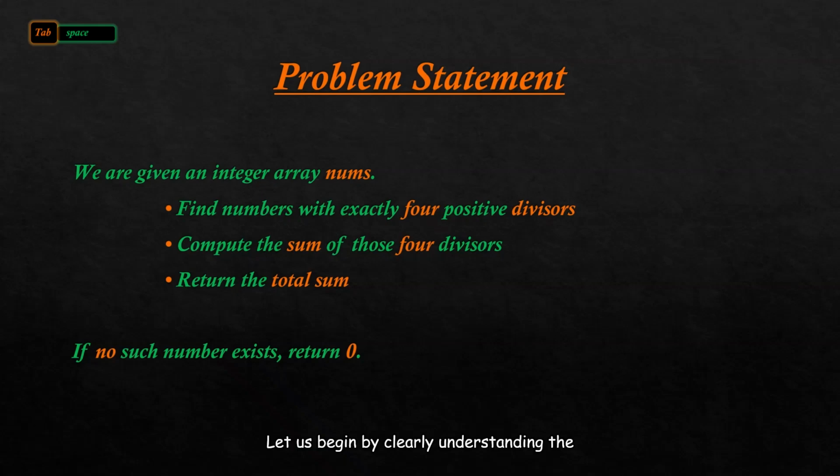Let us begin by clearly understanding the problem. We are given an integer array called nums. For each number in this array, we need to determine whether it has exactly four positive divisors. If a number does have exactly four divisors, we compute the sum of those divisors. Finally, we return the total sum obtained from all such valid numbers in the array. If none of the numbers meet this condition, we simply return 0.